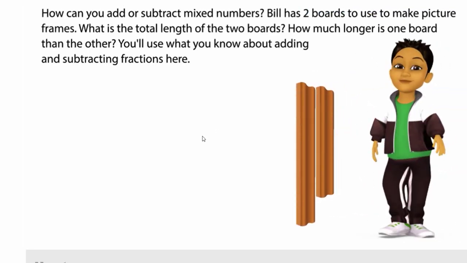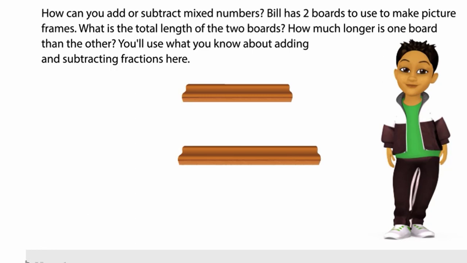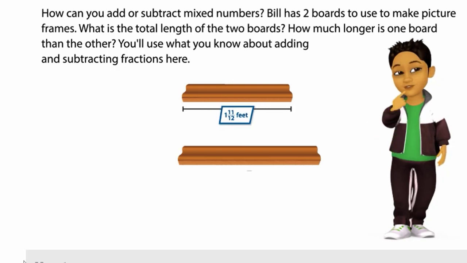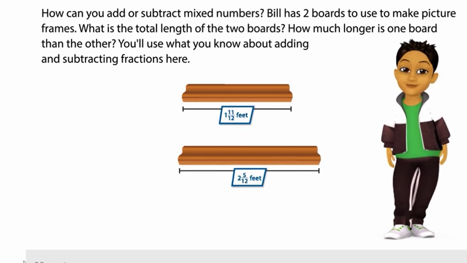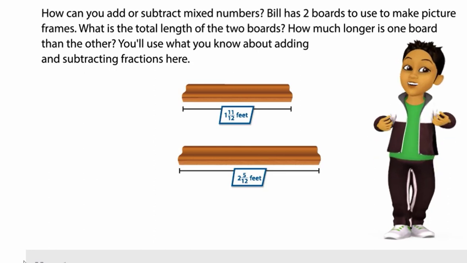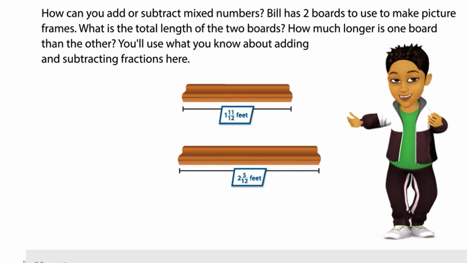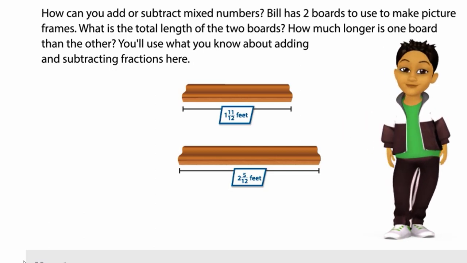How can you add or subtract mixed numbers? Bill has two boards to use to make picture frames. What is the total length of the two boards? How much longer is one board than the other? You'll use what you know about adding and subtracting fractions here.